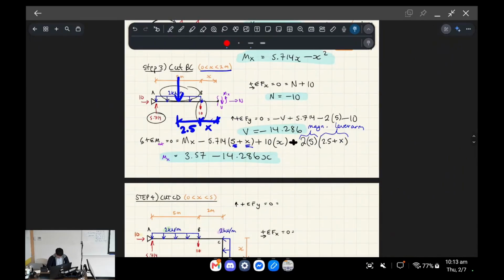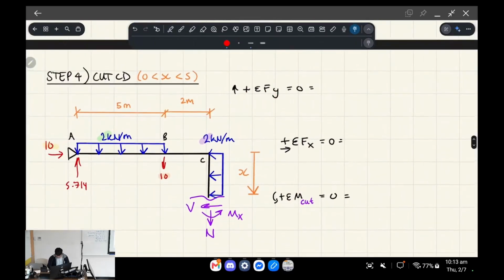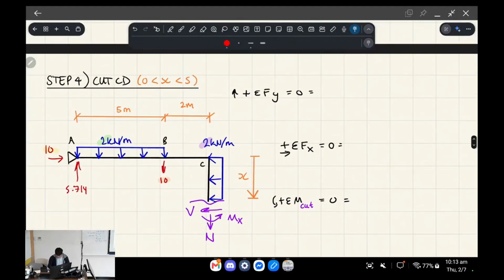Okay, so now we're going to analyze cut CD. So this is going to be a little different to what we've seen in week 3, okay?